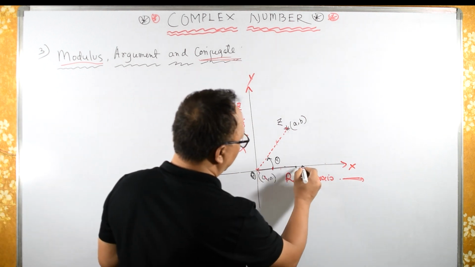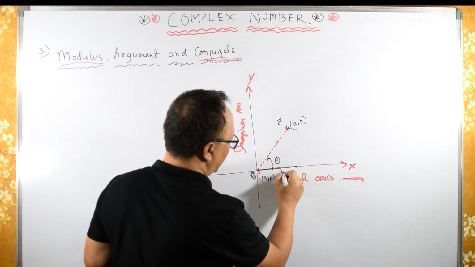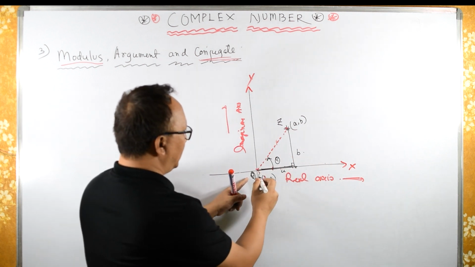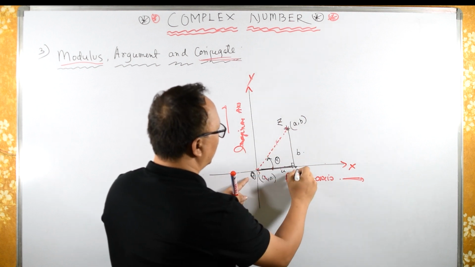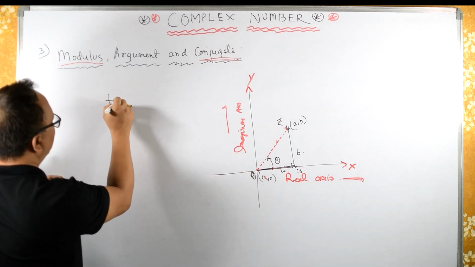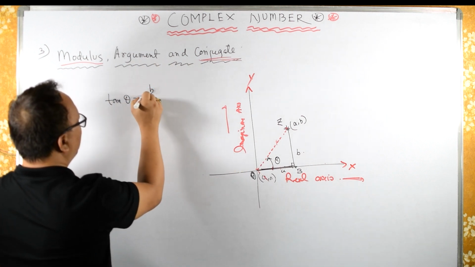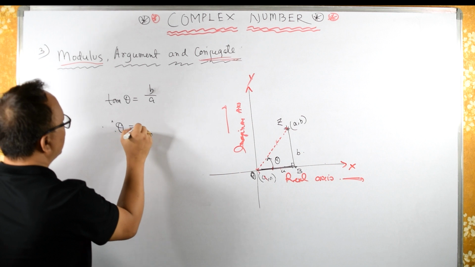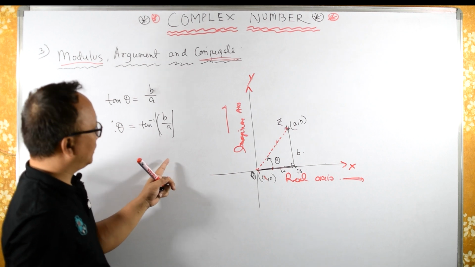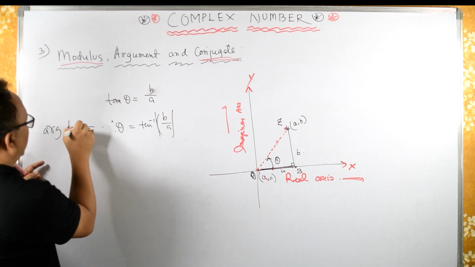Now from here to here, the point is a comma b. Therefore from here to here the distance is a, and from here to here the distance is b. Since it is a right angle triangle with O, B and Z, this angle is given by tan theta equals b upon a. Therefore theta equals tan inverse of mod b by a. This is called arg z, the argument of z.